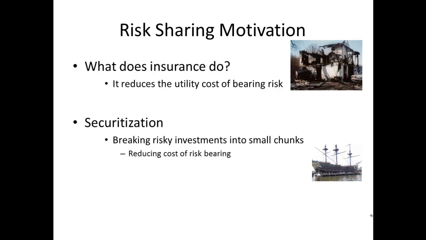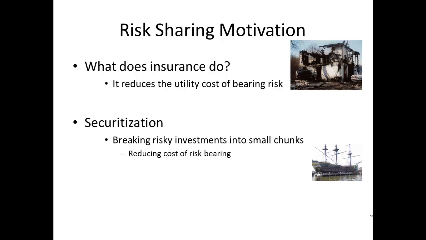We face in the world these uncertain prospects where we might have different amounts of wealth in different states of nature. People in general don't like to face that kind of risk. And so what insurance can do is it can somehow reduce the utility cost of bearing risk. And I want to explain what all those things mean as we go.